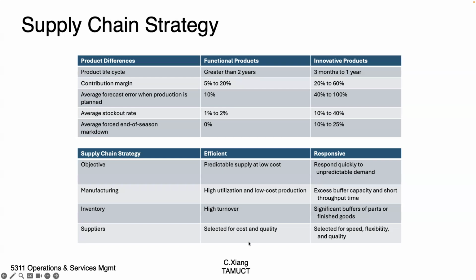The key takeaway from this page is that supply chain strategies are not numerous, but they are very distinct. Efficient and responsive supply chains represent two different bundles of decisions. Each bundle must be internally consistent and aligned with the product and market conditions it is designed to serve.